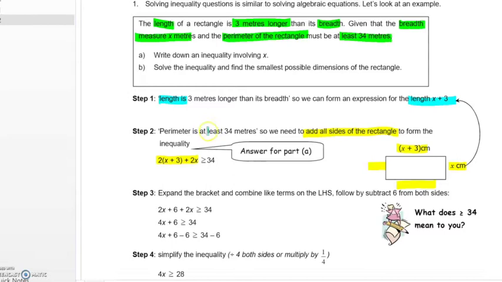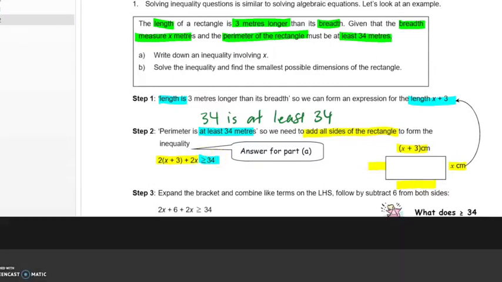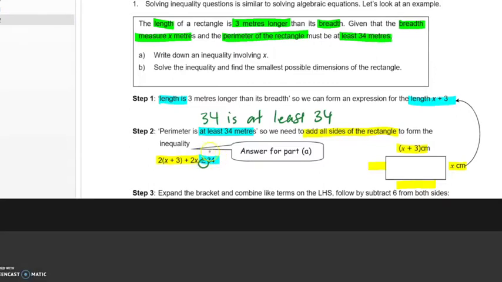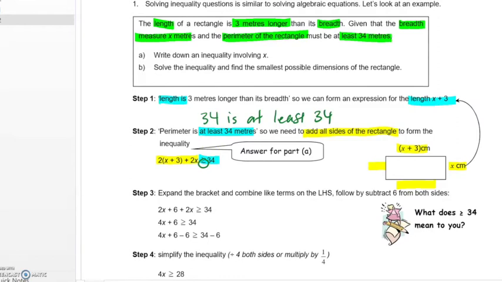So when we're looking at least 34, we're going to have more than or equals to 34, but is 34 more than, or is 34 at least 34? Yes, 34 is at least 34. And therefore, you need to include the dash. You need to include the dash here. Alright, so let me just do that again. So this is actually your answer for part A.